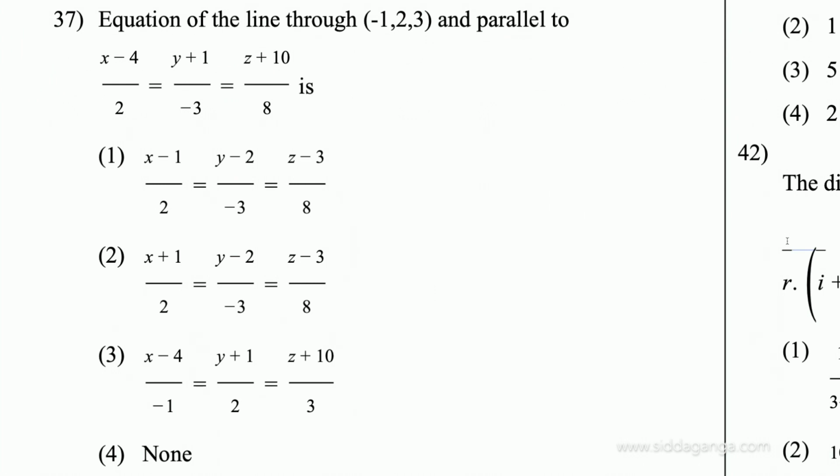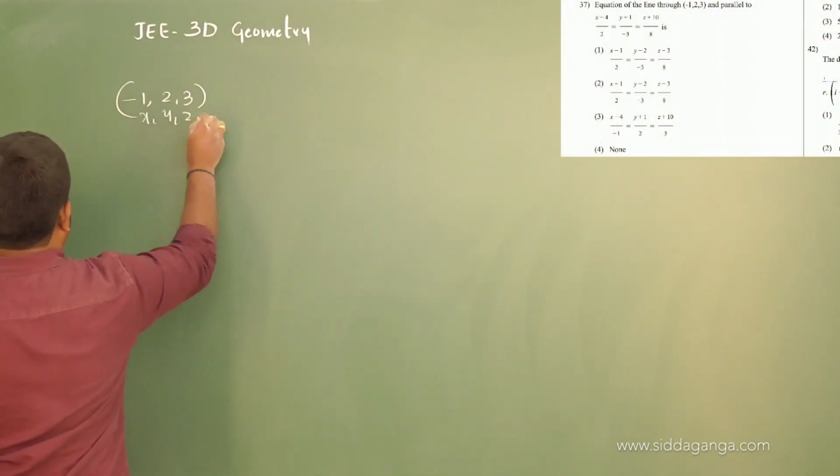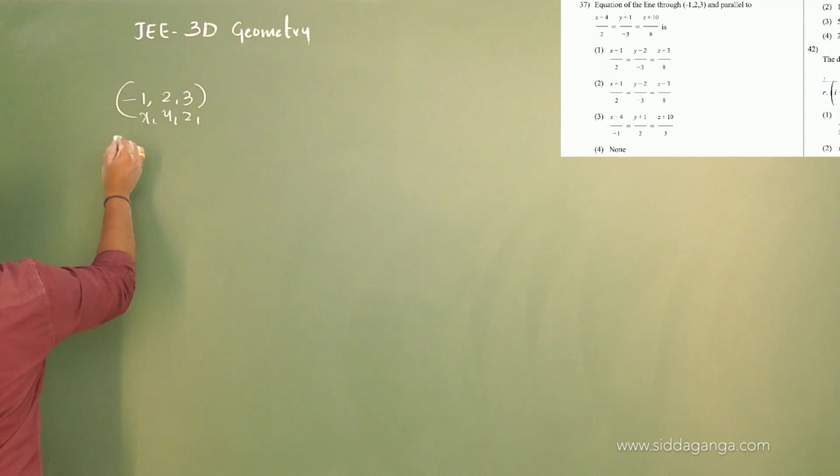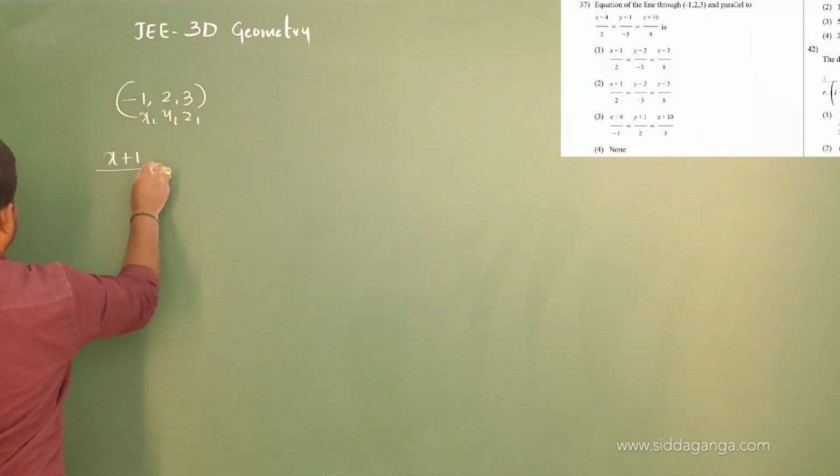So look at the ratios. In the first and second options, we have the same ratios, right? In place of A, B, C, 2, minus 3, 8. So the answer is among the first and second options. Now the line is passing through minus 1, 2, 3, right? This is x1, y1, z1. So the required line is x minus x1, x minus of minus 1, that is x plus 1, by the ratio, which is what?